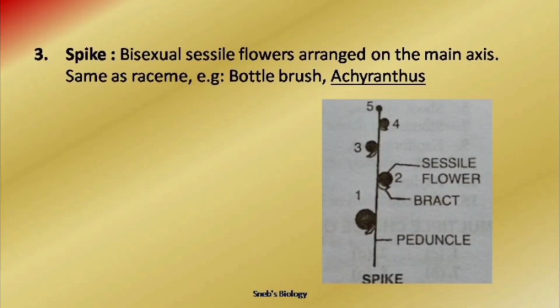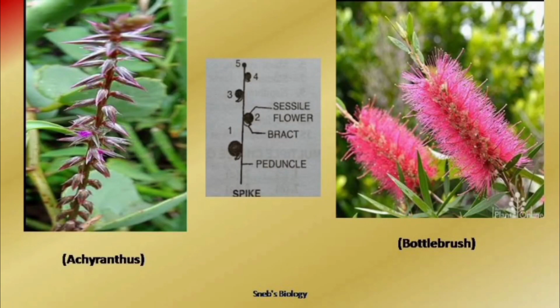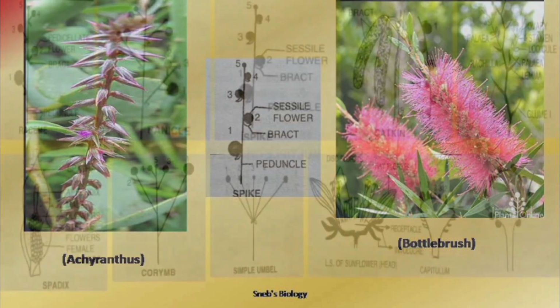The third type of inflorescence is known as spike. In the spike, again the same thing, the main axis grows continuously, but here the flowers are bisexual but sessile, that is without stalk. Arrangement is again going to be acropetal, but because the flower does not have a stalk, it is directly attached on the axis. So sessile flowers are there and they are bisexual. This is found in the case of bottlebrush, Amaranthus and Adhatoda.